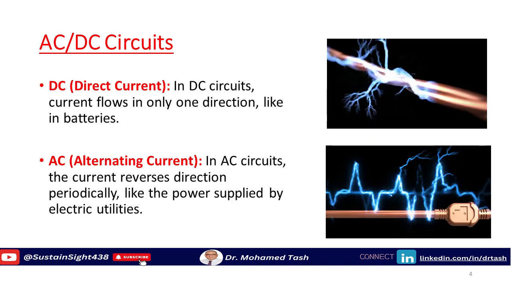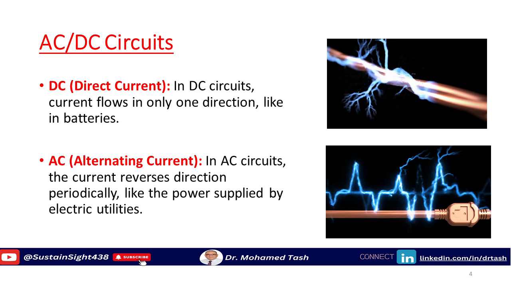Now, let's talk about the two main types of electrical current you will encounter, DC and AC. DC stands for direct current. Think of it as a one-way street for electricity. In DC circuits, the electric current flows consistently in only one direction. A common example of a DC source is a battery. The positive and negative terminals of a battery maintain a constant polarity, ensuring the current always moves in one direction.